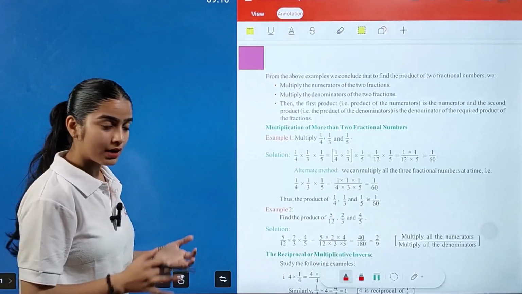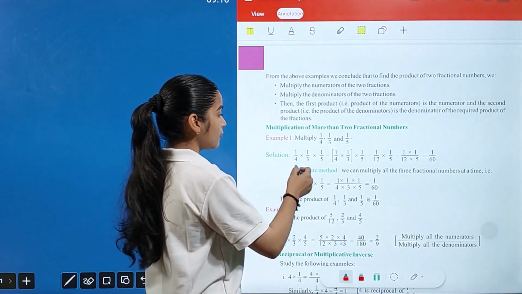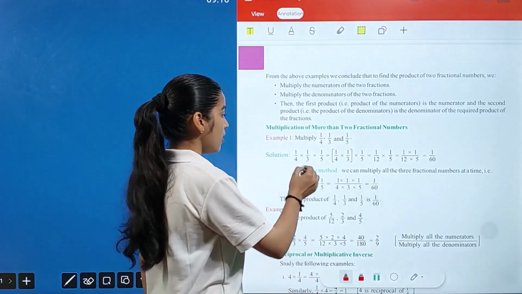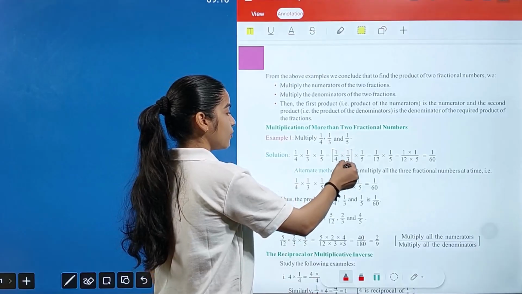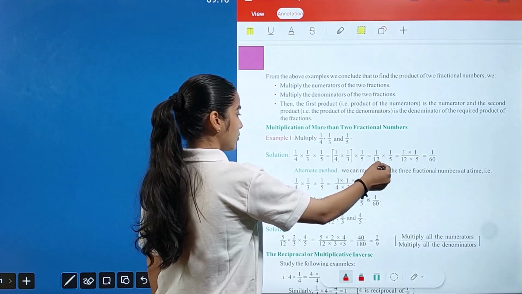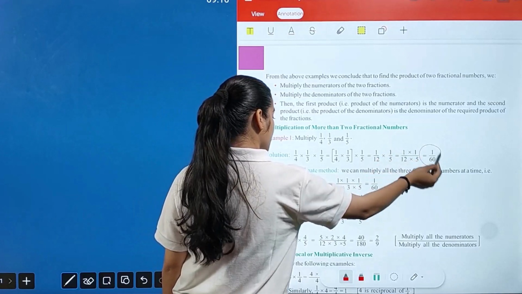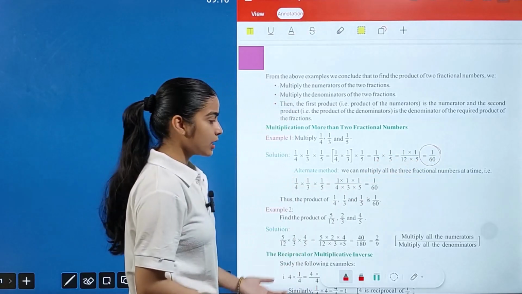So, the same case you have to do here. First, you have to make a group of it as you do in your associative property. For example, first you multiply 1 by 4 and 1 by 3, so you will get 1 by 12. Then further you multiply it with 1 by 5, so you will get 1 by 60. Or vice versa, you can do that also.